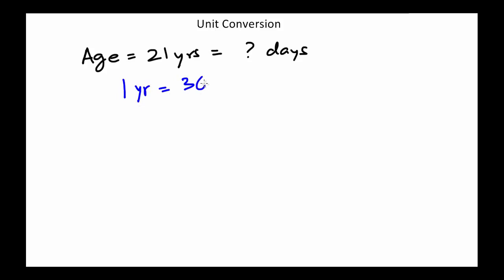Let's begin with the first example, and let's say that a student in this class is 21 years old, and we want to know how many days old this person is. So the first thing we need to convert from years to days is a conversion factor, which in this case is 1 year equals 365 days. And for the sake of this illustration, we're going to ignore leap years.